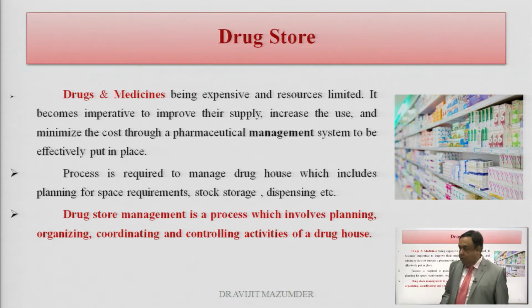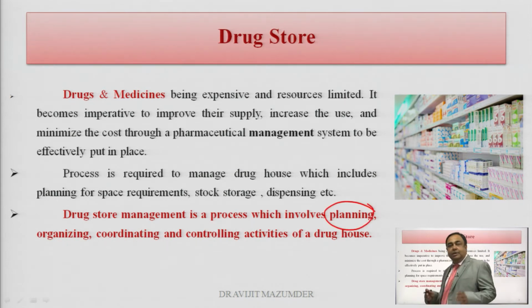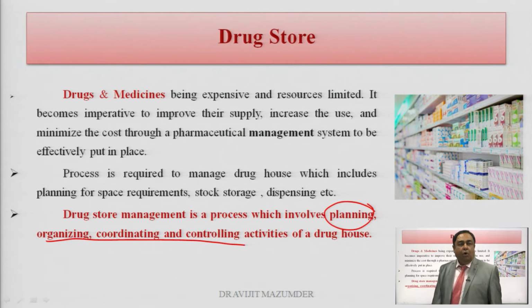Now, what do we mean by planning? Planning basically means we need to have a clear-cut plan about why we are interested to lay out or why we are wanting to set up a drugstore. Once the objective is clear, then we need to carry out the other functions like organizing, coordinating and controlling a series of activities of a drug house for effective management.